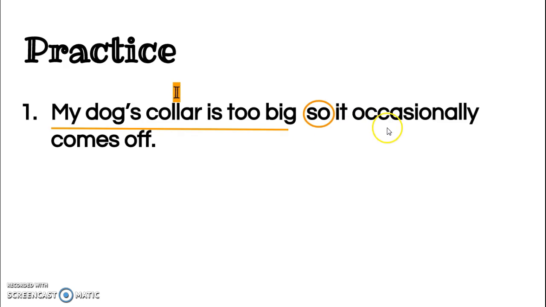I then look to the right. It occasionally comes off. It is my subject, comes off as my verb, and it expresses a complete thought. So again, this is independent. My comma rule is when I have two independent clauses, I need a comma before the conjunction. My sentence should read, my dog's collar is too big, comma, so it occasionally comes off.